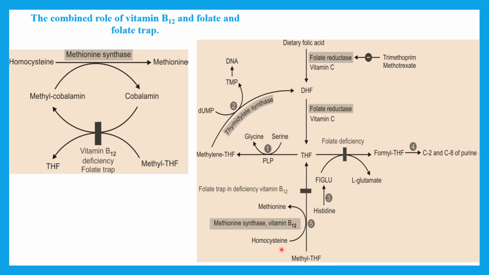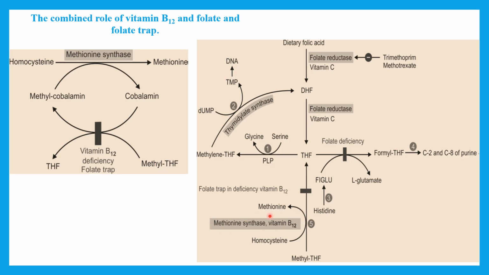Then methyl tetrahydrofolate, I have already told you about the methyl trap. It is entrapped with tetrahydrofolate, and it is to be released with the help of vitamin B12. And here homocysteine acts as an acceptor of the methyl group, and converts into methionine. The enzyme is methionine synthase.